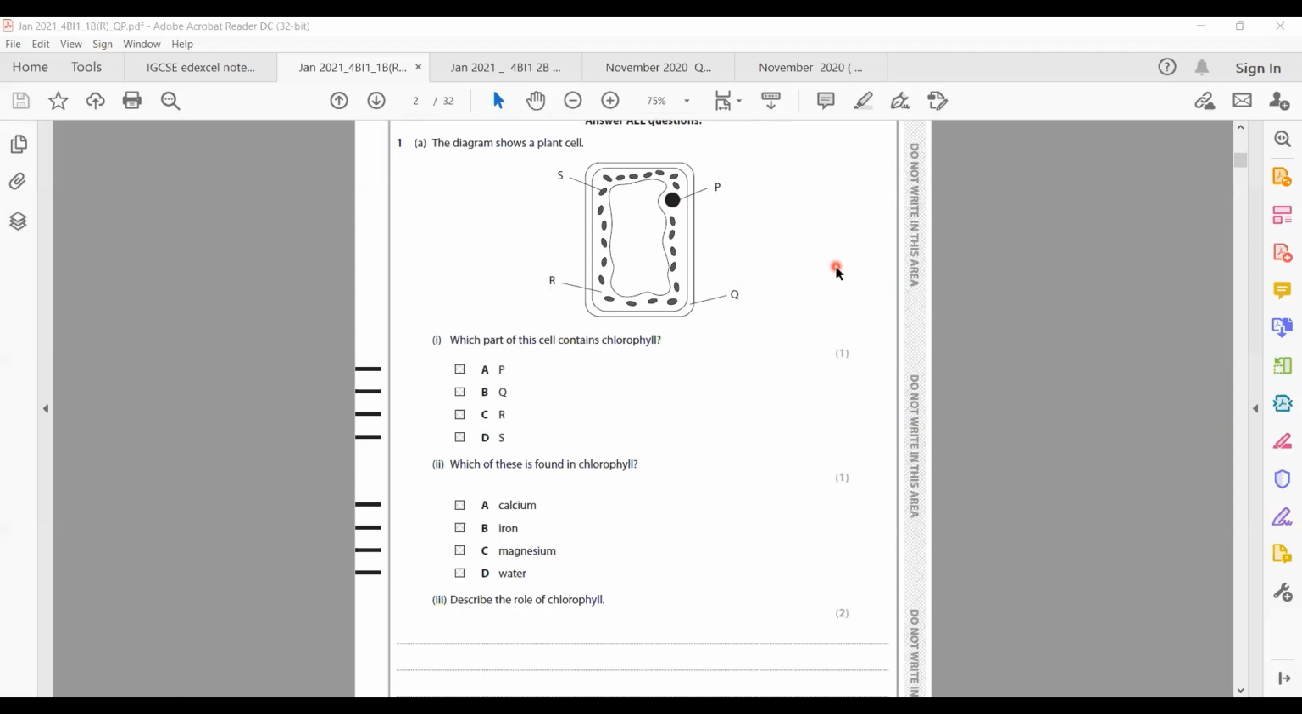Leonard, number 1. Which part of the cell contains chlorophyll? D, S. Of course, number G, because all of these are chloroplasts, so they contain chlorophyll. Dumas, number 2. Which of these is found in chlorophyll? C, magnesium. Magnesium, excellent.